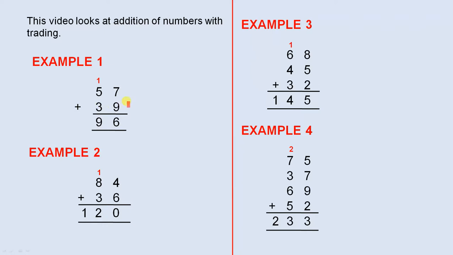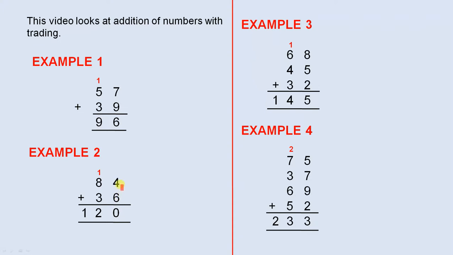Now if we remember from the last video, that's the ones column and that's the tens column. So 7 plus 9 is 16, so that means we have 6 ones and 1 10. That's how we trade. Because that's the tens column, and the 7 and the 9 added up to 16, we put the 6 in the ones column and the 1 in the tens column. So that's actually one lot of 10. So that gives us 6 there. 3 plus 5 plus 1 gives us 9. So the answer is 96.